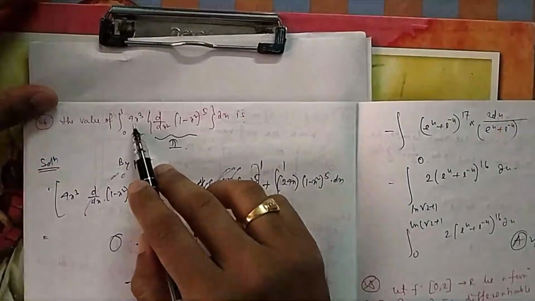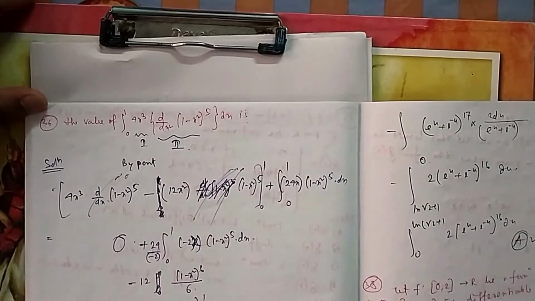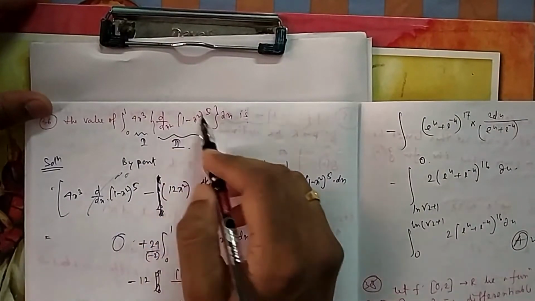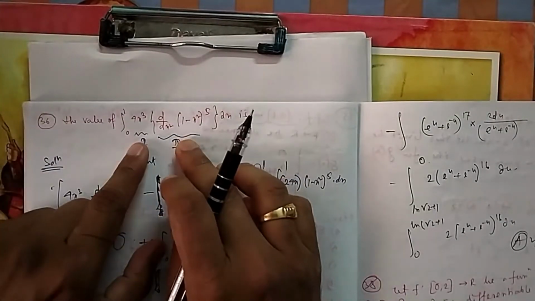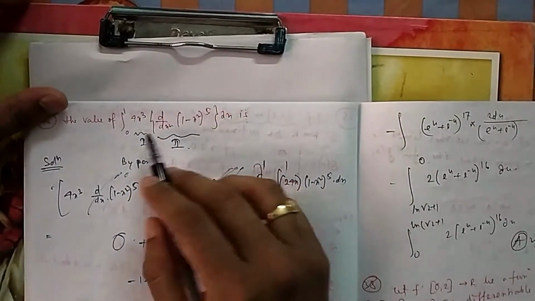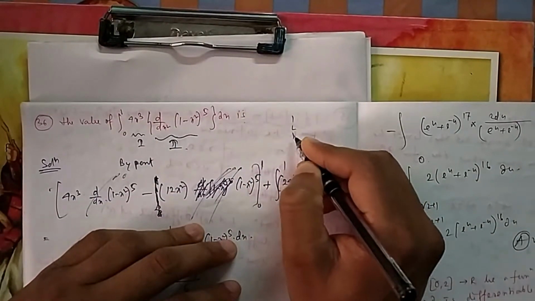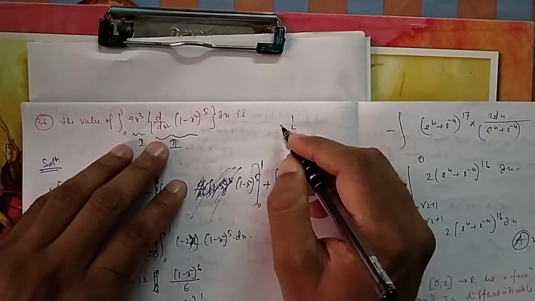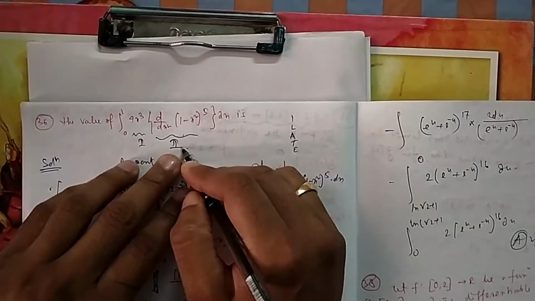Now the value of this one, 4x cube d/dx of (1 minus x square) to the power 5 dx. Now if you see this one, already one term is there which is involving d/dx, so you consider it by parts. And how will you take which one is first, which one is second? If you remember by parts, how I have considered ILATE? The function whose integration is easy, you will try to make it the second function.